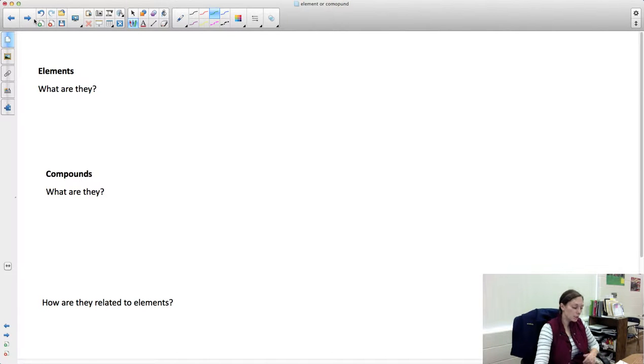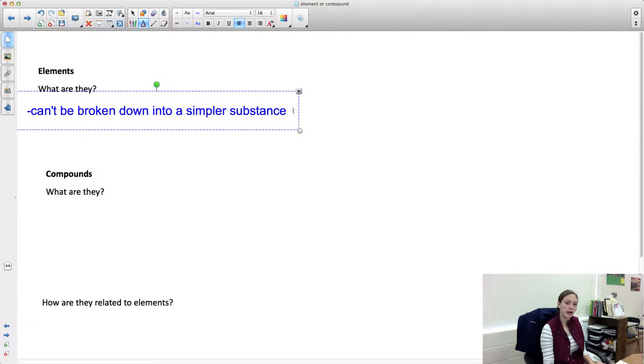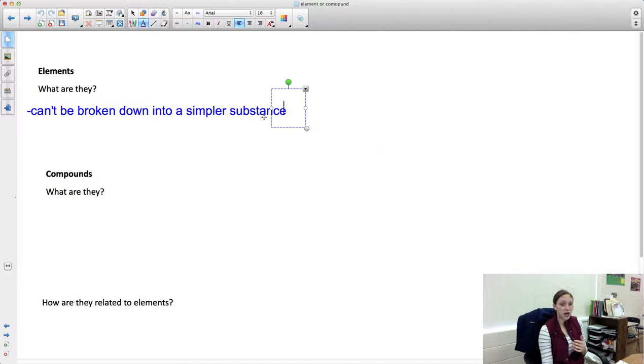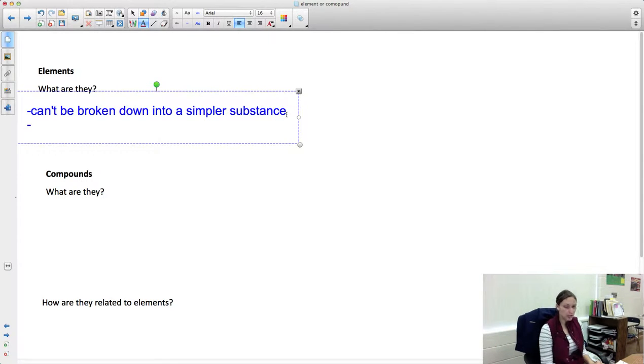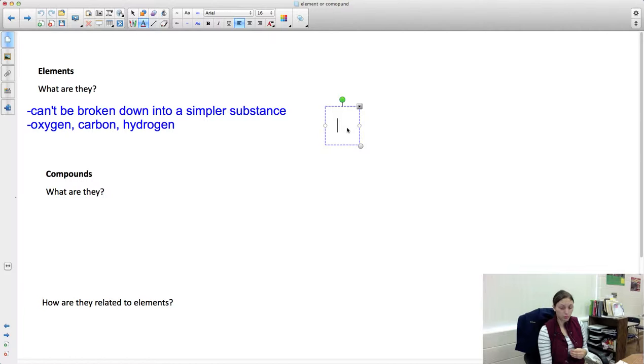What exactly are elements? Okay, elements are something that cannot be broken down into a simpler substance. And there are lots of different examples of elements, and we'll look more closely at these in the next chapter. But for example, any element on the periodic table is an element. So we've got things like oxygen, carbon, hydrogen. Okay, those kinds of things are all elements. You cannot break them down any more into anything simpler.